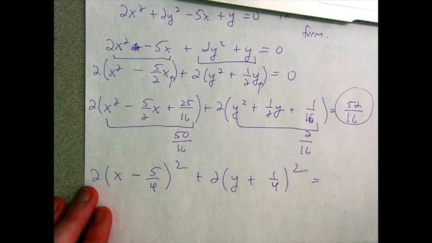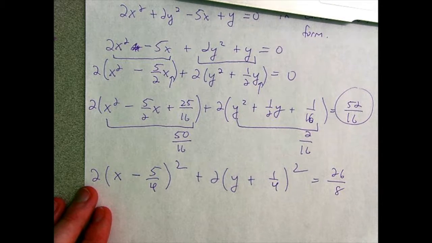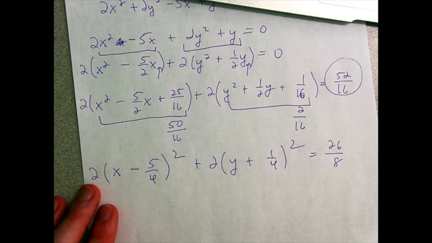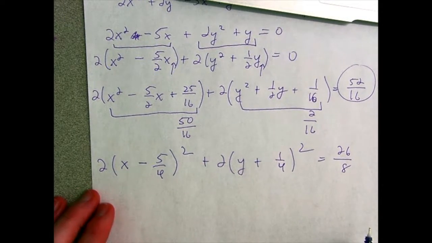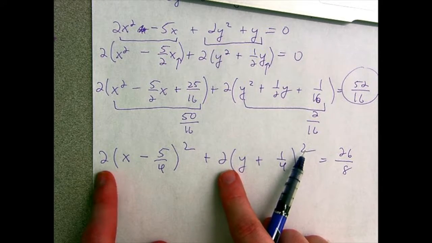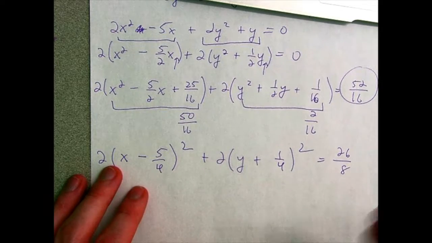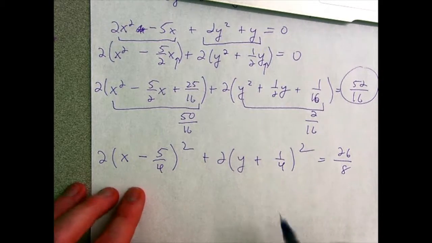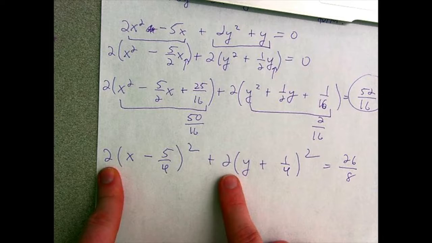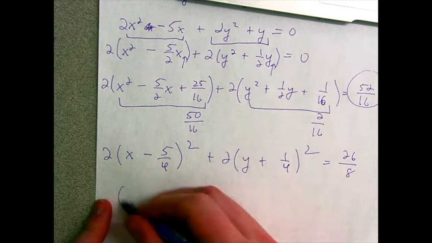Plus 2. Same thing over here. I need a pair of numbers that multiply to 1/16 and add up to 1/2. That's going to be 1/4 and 1/4. Right? 1/4 plus 1/4 is a half. 1/4 times 1/4 is 1/16. Over here, 52/16, that can be reduced. I guess it's like 26/8. I guess we can reduce that even further. Whatever, I'll do more in the next step.